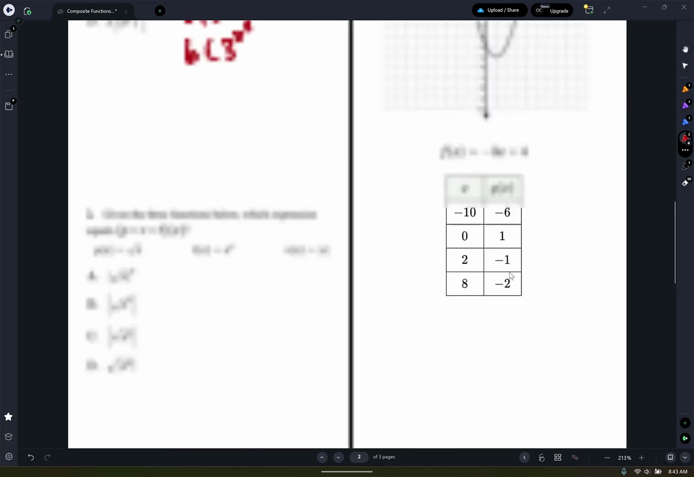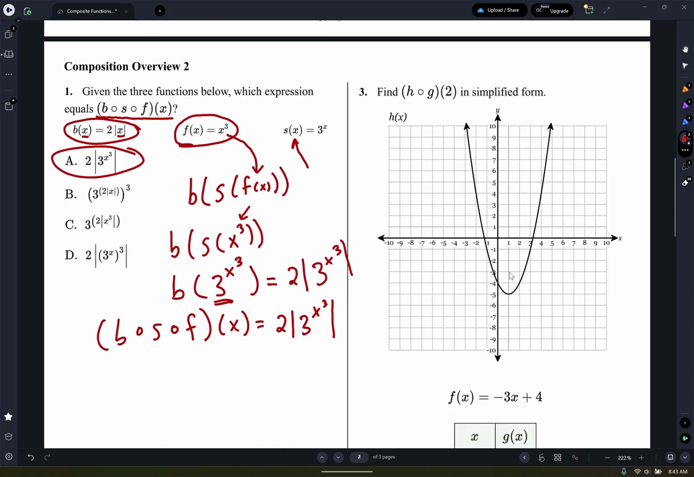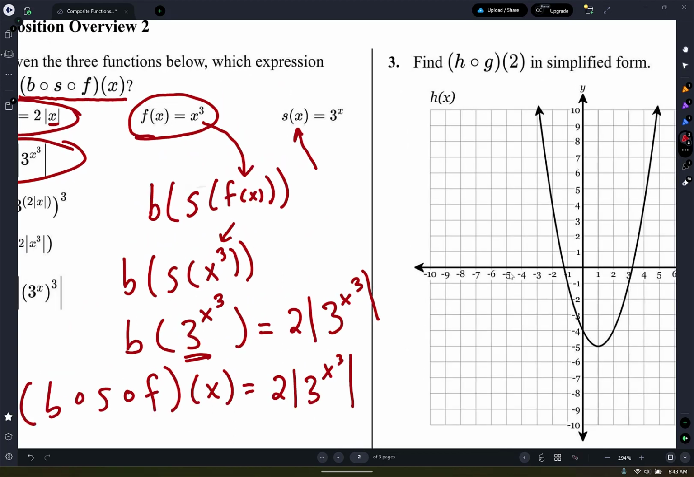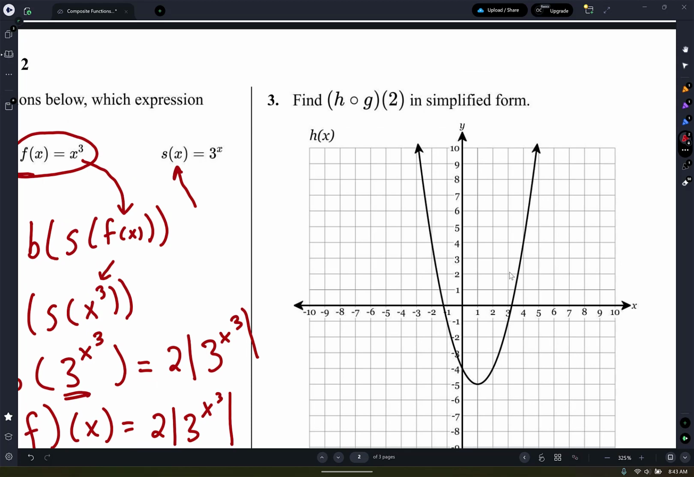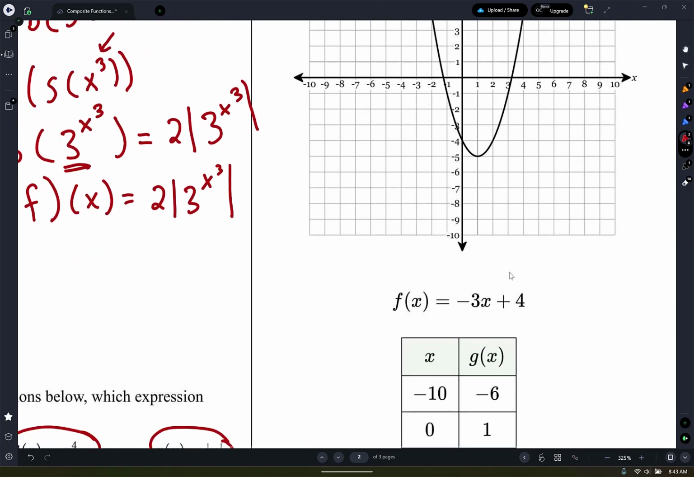All right. Let's go over here. Question 3. Again, this is, don't say hog. It means h composite of g evaluated at 2. So you're going to evaluate g of 2 first. So you're going to go to 2, that's your h. You're going to go to g. Here it is. Here's g.